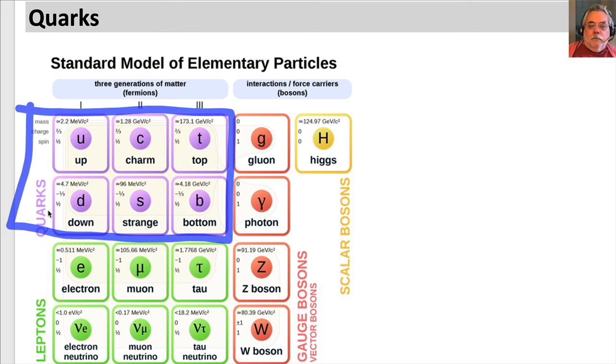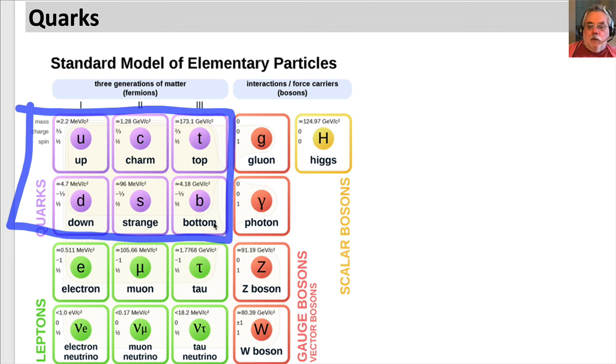The second row is the down quark D, the strange quark S, and the bottom quark B. 3 generations with progressively higher mass. These 3 have electrical charge minus 1/3 elementary charge units. That is, the same sign as the electron and 1/3 the magnitude of the electron's charge.